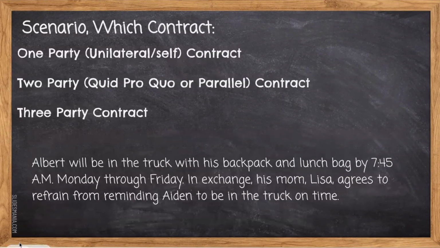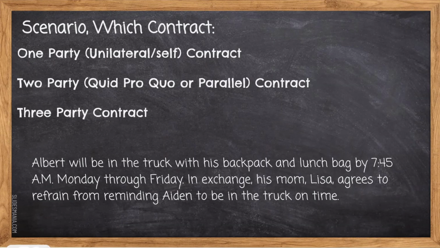All right. So in this scenario, Albert will be in the truck with his backpack and lunch bag by 7:45 Monday through Friday. In exchange, his mom, Lisa, agrees to refrain from reminding Albert to be in the truck on time. So what do we have here? Is it one party, two party, three party? And if it's two party, is it quid pro quo or parallel? So we have two parties, correct? And those two parties are Albert and his mother.